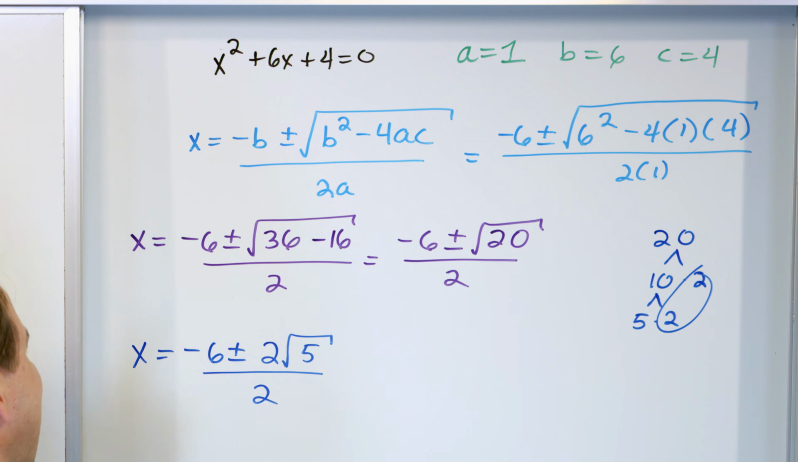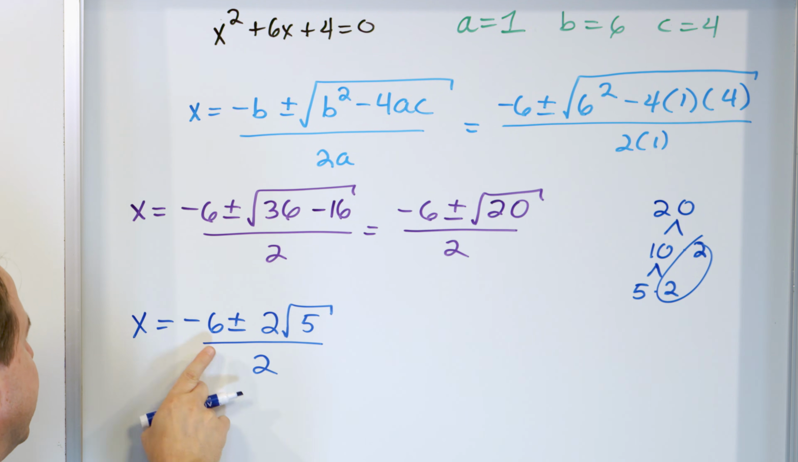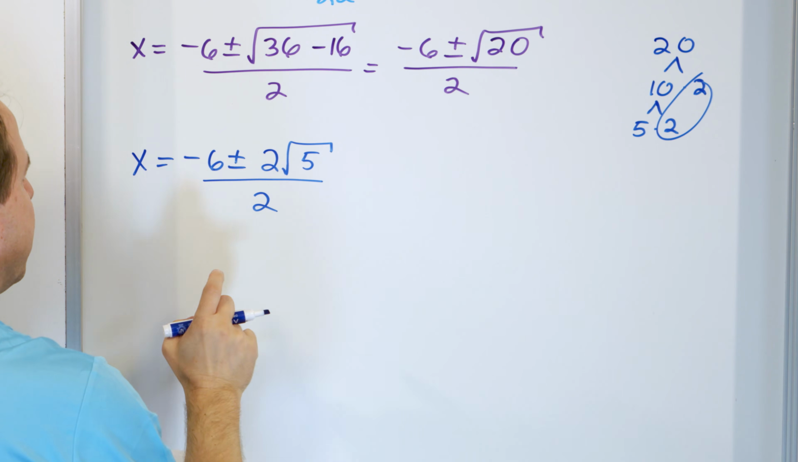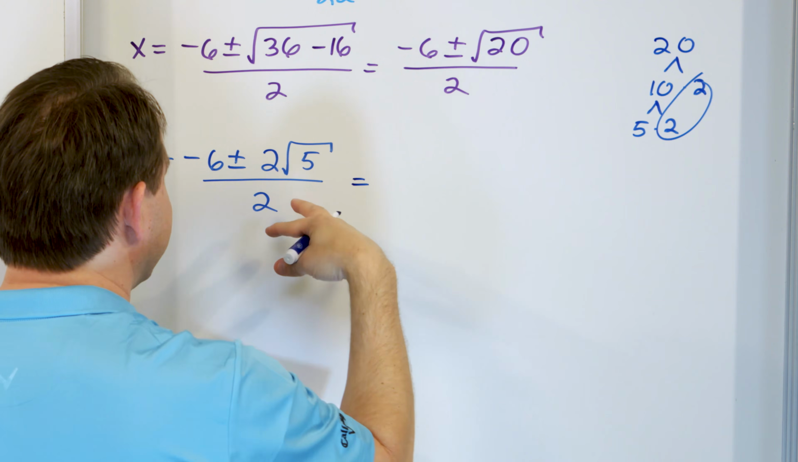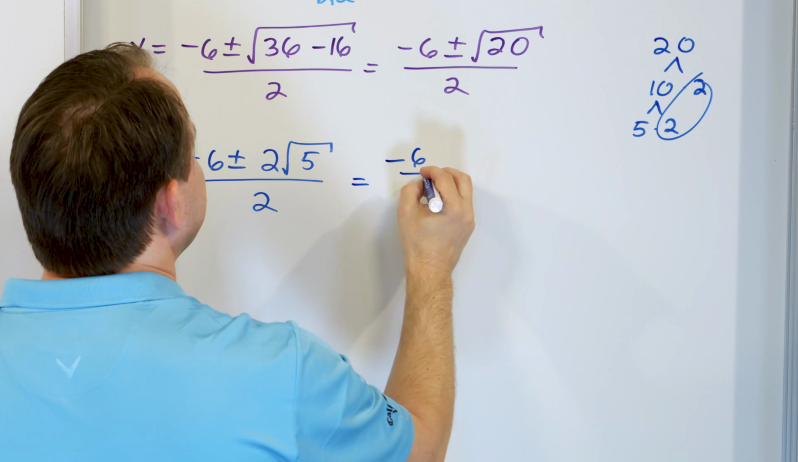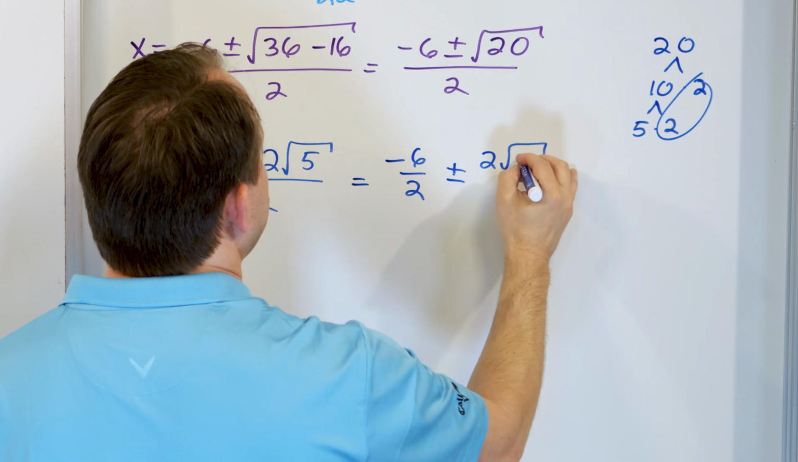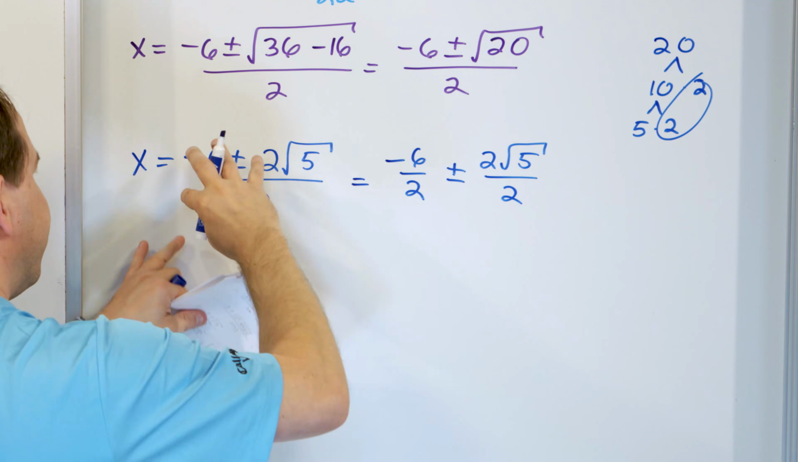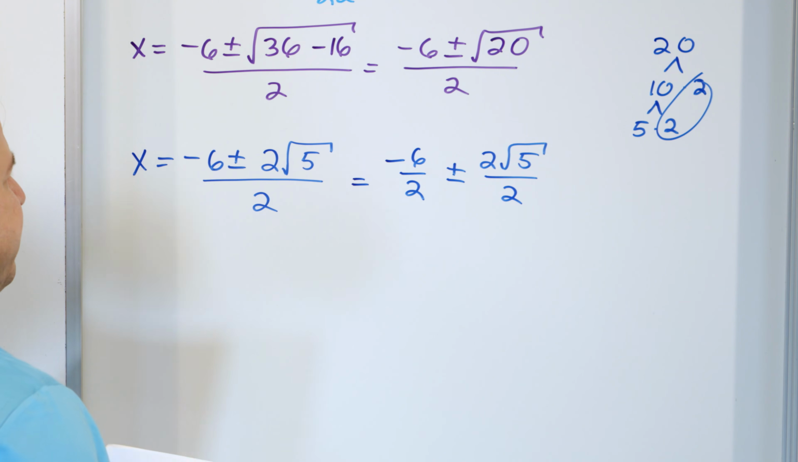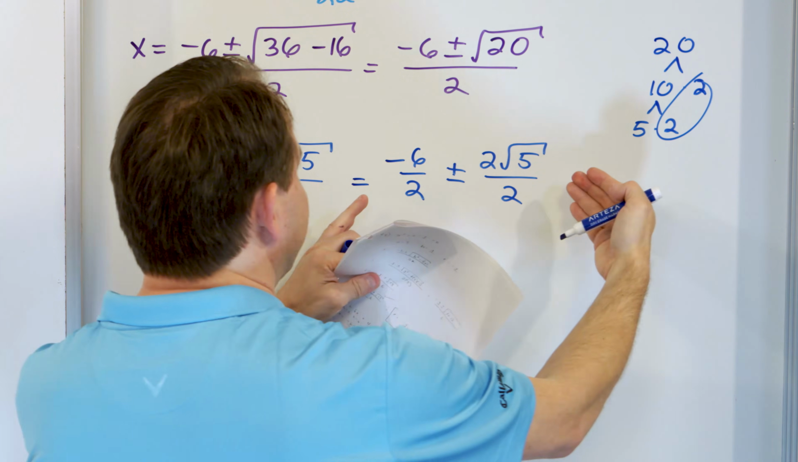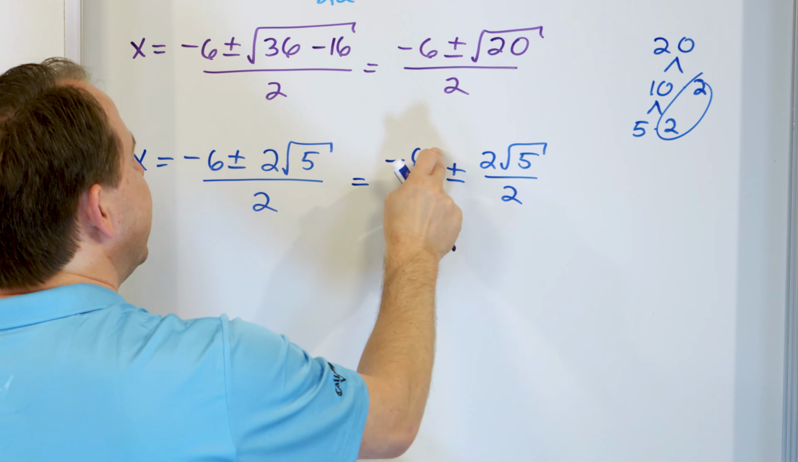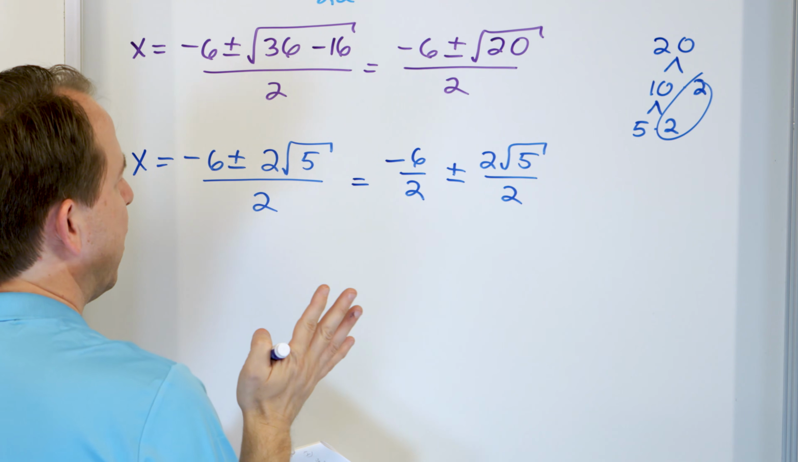You know, you can. However, you see that this is divisible by 2, this is divisible by 2, and this is divisible by 2. So it's better to break it up and cancel everything. So let's write it as negative 6 over 2 plus or minus 2 root 5 over 2. And all I'm doing is breaking it apart as I've showed you in the past. If you were to add these together, you'd have a common denominator and then this plus minus this. So all I've done is broken it apart.